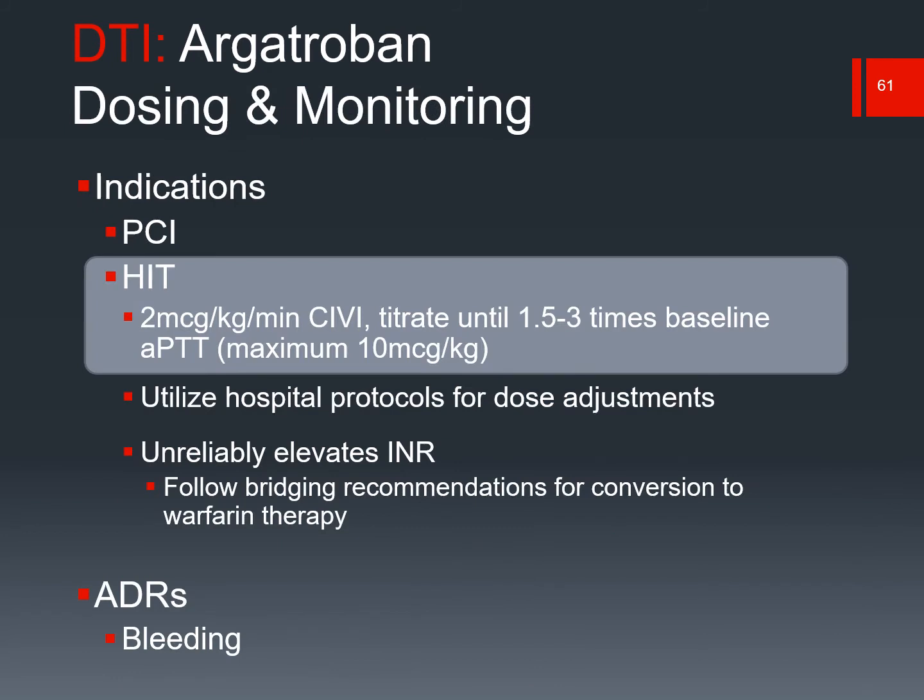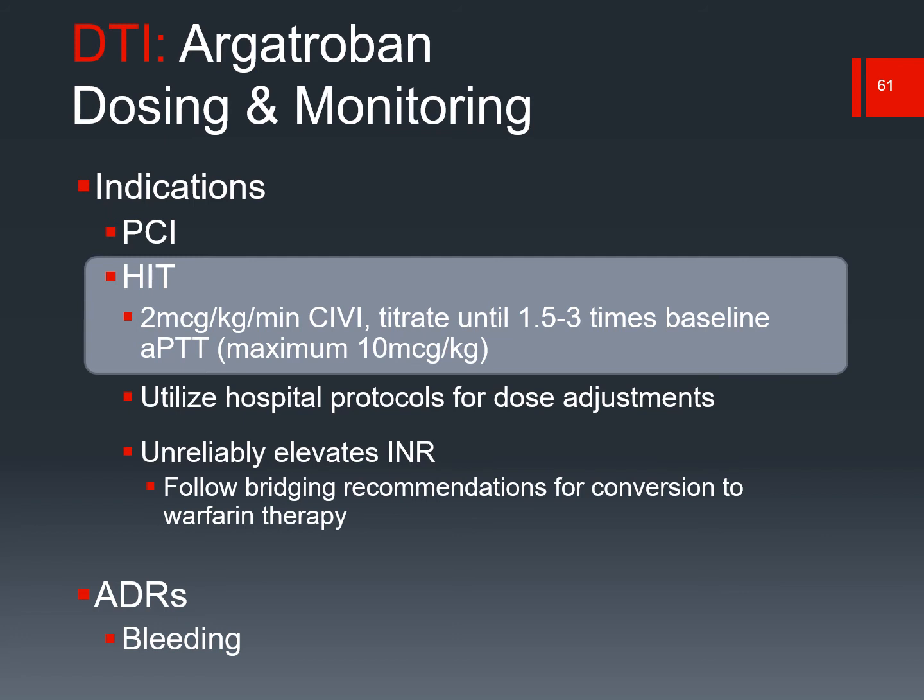It is given IV, as is bivalirudin. These are both IV-only formulations. It can be used in PCI, and specifically for this assessment and for our understanding in the treatment of HIT, we would prefer to use argatroban in a HIT-positive patient.